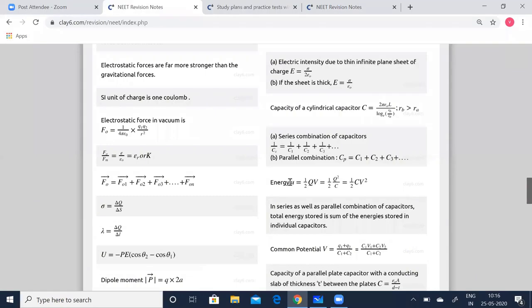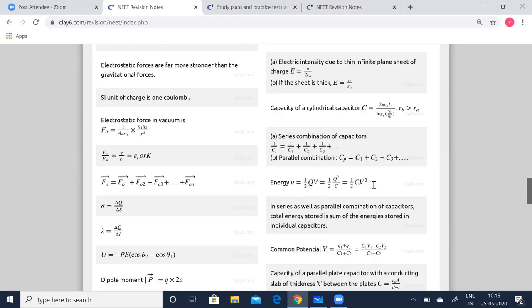Now, the energy U stored by a capacitor is given by half QV. Also, you know V is equal to Q by C. So when you substitute V as Q by C, it becomes half Q squared by C, or you can also write Q is equal to CV, so half CV squared.